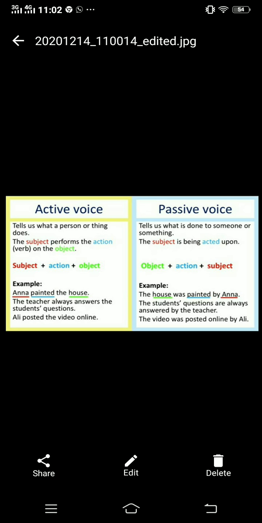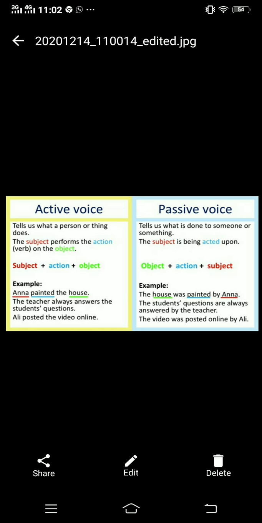What is the difference between active and passive voice, or what is the definition of active voice and passive voice? Active voice tells us what a person or thing does, and passive voice tells us what is done to someone or something. Or the subject performs the action, meaning the verb, on the object, or the subject is being acted upon. In easy words, in active voice the subject does the work on the object, and in passive voice the object does the action or verb.